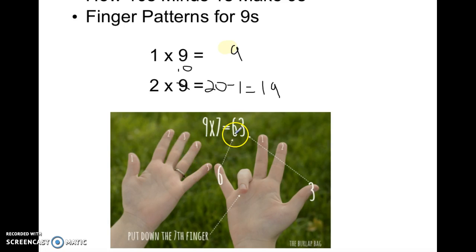And that gets your tens place. And then you count the fingers on the right side that are left over. 1, 2, 3. And that gives you the ones place. So 9 times 7 is 63.